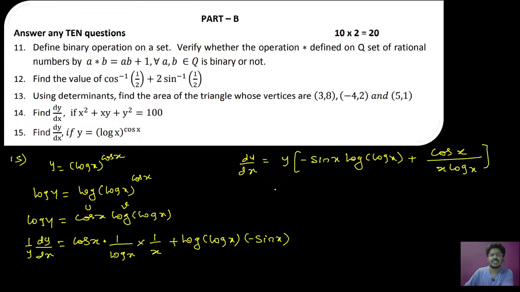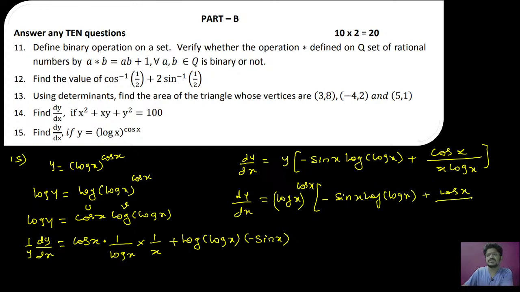Okay. So now write y. What is y? dy by dx equal to y, which is log x to the power of cos x, times minus sin x log of log x plus cos x divided by x into log x. This is your answer.